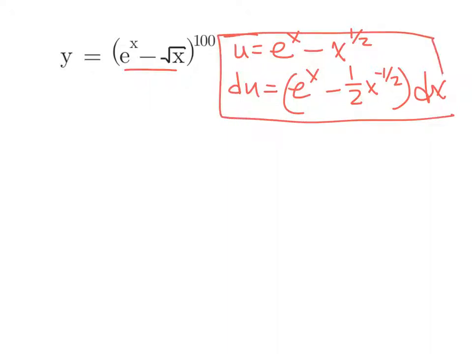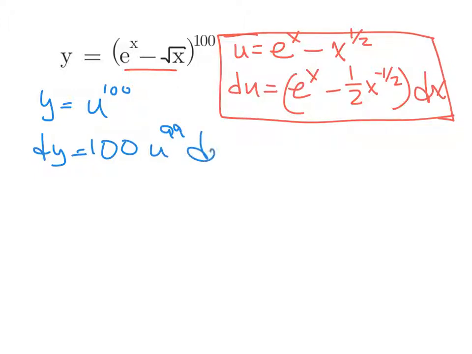All right. Now I'm going to go back to my function for y and look at it not in terms of x but in terms of u. Then y is equal to u to the 100th power, which is super easy to find the differential for. dy would be 100 u to the 99th du.